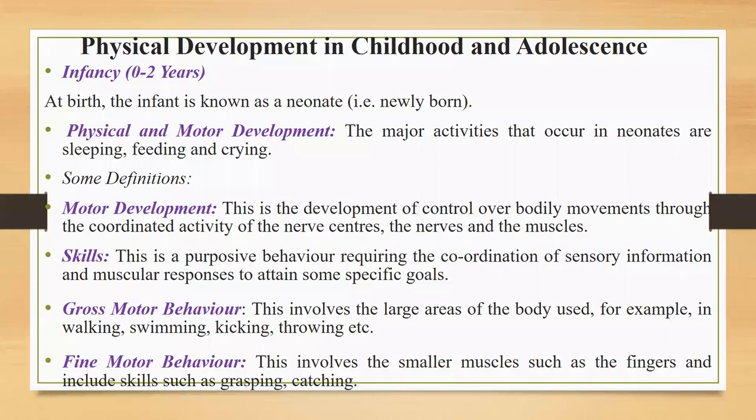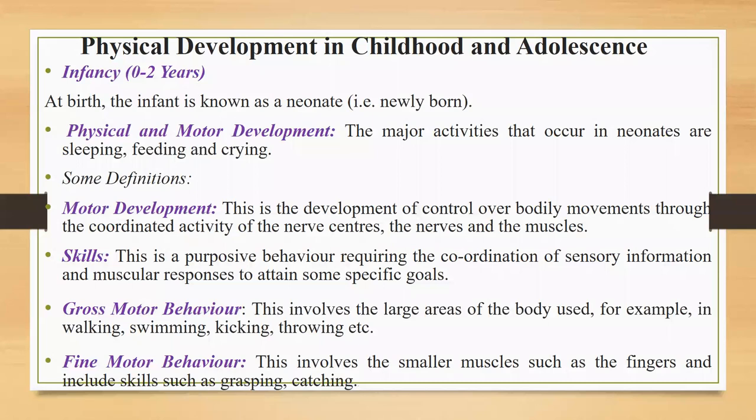And we are going to discuss physical development in childhood and adolescence. As you can see from our slides, when a child is newly born, we term the child a neonate. There are several things that occur in the life of the child, but then we have major activities that occur when they are neonates. They feed more, they sleep more, they cry more. Why? Because they are trying to adjust to the environment.